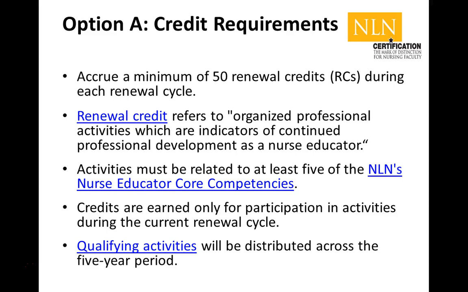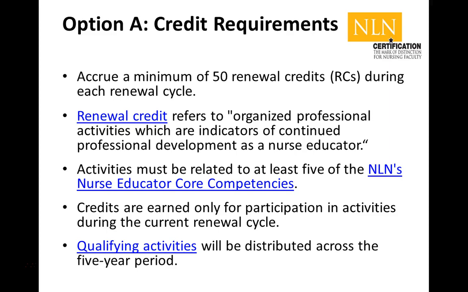Option A requires you to accrue at least 50 renewal credits over the 5-year cycle. Renewal credits are professional activities that illustrate your continued development as an academic nurse educator, and these activities must relate to at least 5 of the 8 NLN Nurse Educator core competencies.